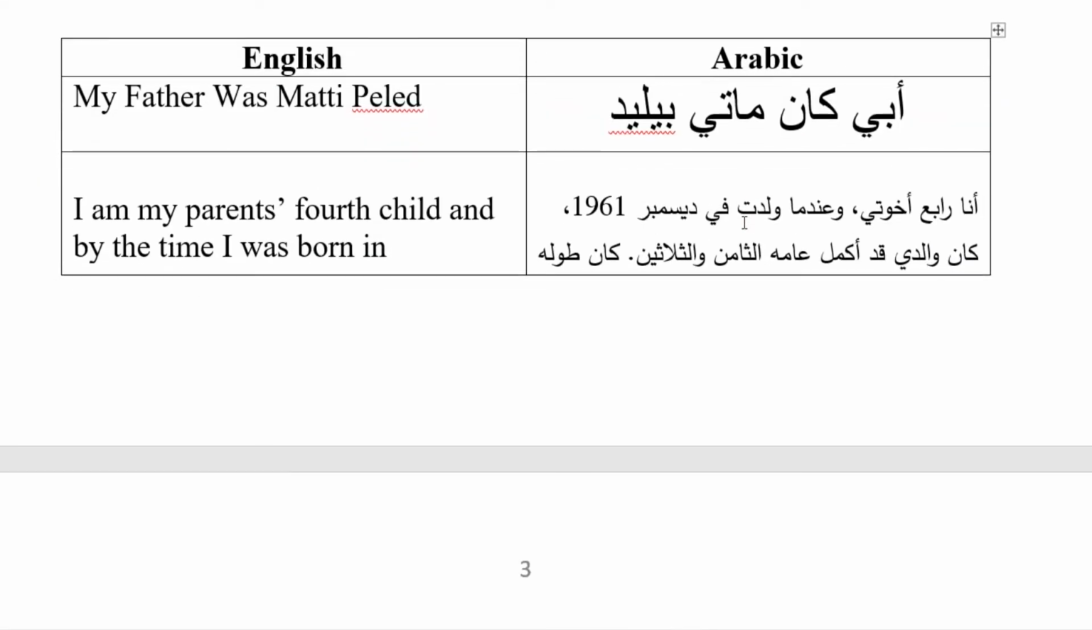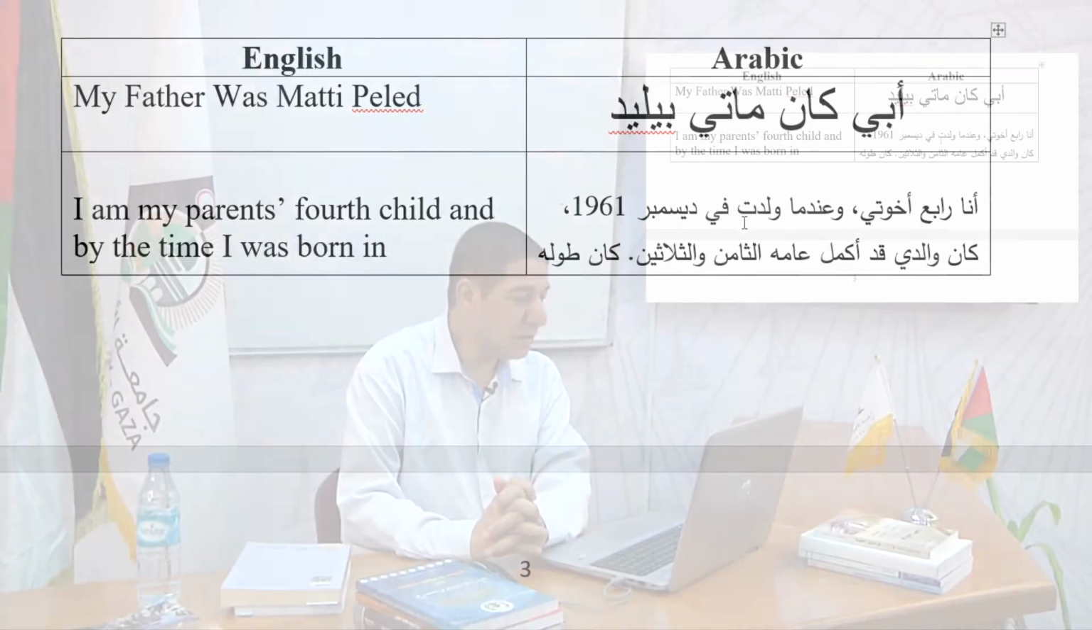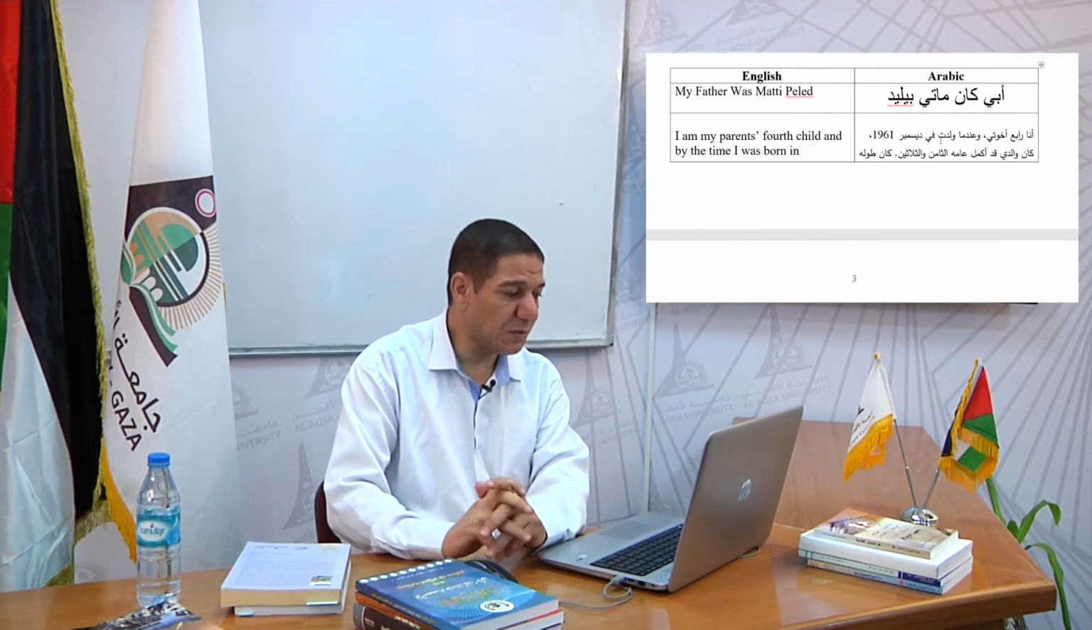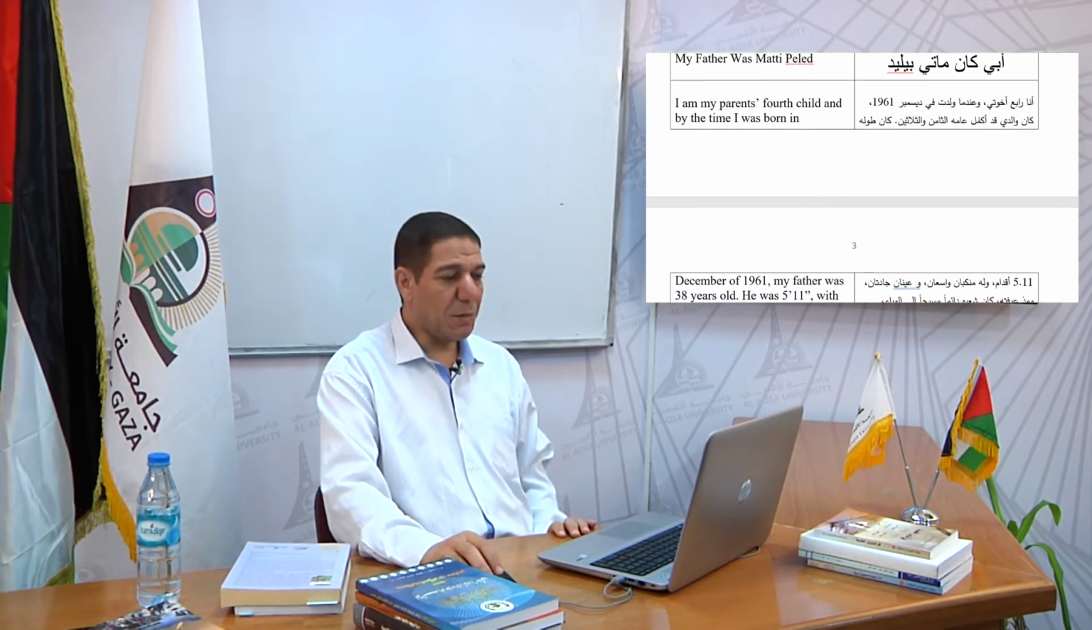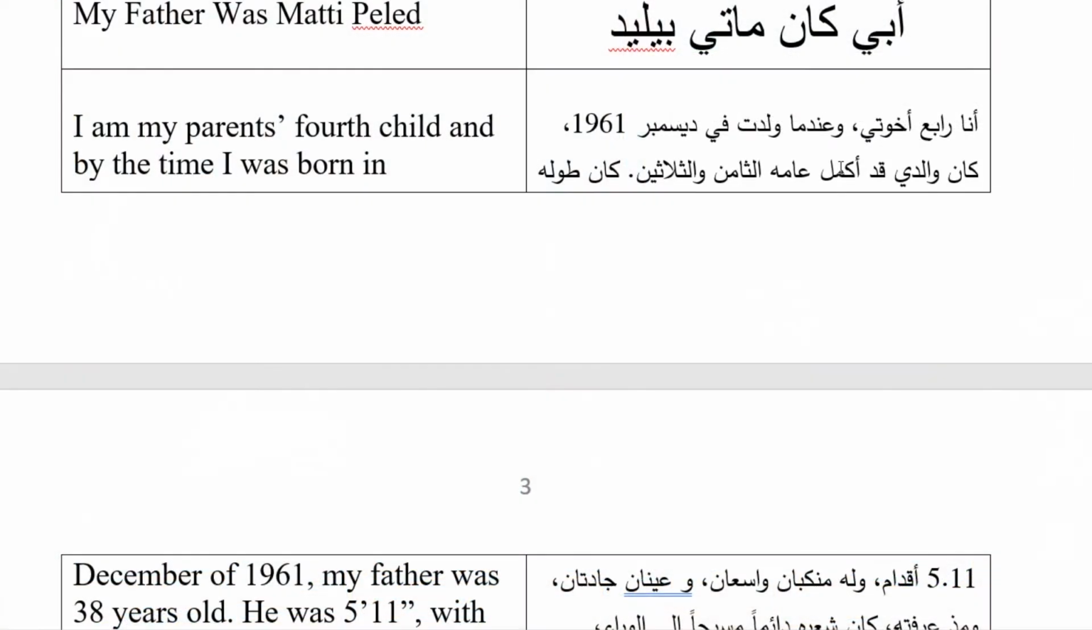Now, you can see the strategy is offering you the work in parallel text. I'll take chapter 2 from the book, and it is entitled My Father Was Mati Peled. أبي كان ماتي Peled.